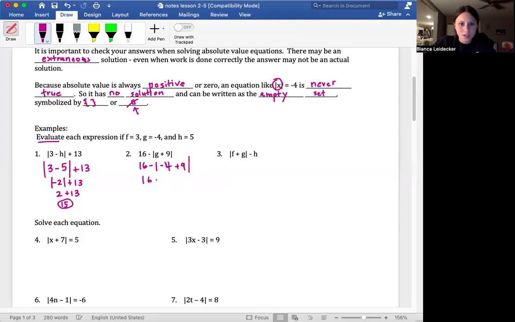So 16 minus, now I'm going to work this out, negative 4 plus 9 is positive 5. So I'm going to put this in absolute value, positive 5. And the absolute value of 5 is just 5. So nothing's changing here, but I'm just going to rewrite it anyway so that we can see we've now interpreted this absolute value as this number 5. And 16 minus 5 is 11.